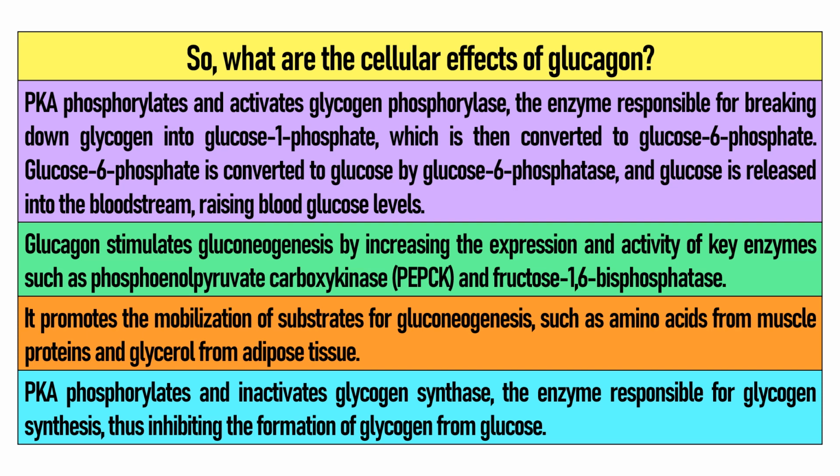Glucagon stimulates gluconeogenesis by increasing the expression and activity of key enzymes, such as phosphoenolpyruvate carboxykinase and fructose 1,6-bisphosphatase. It promotes the mobilization of substrates for gluconeogenesis, such as amino acids from muscle proteins and glycerol from adipose tissue. PKA phosphorylates and inactivates glycogen synthase, the enzyme responsible for glycogen synthesis, thus inhibiting the formation of glycogen from glucose.